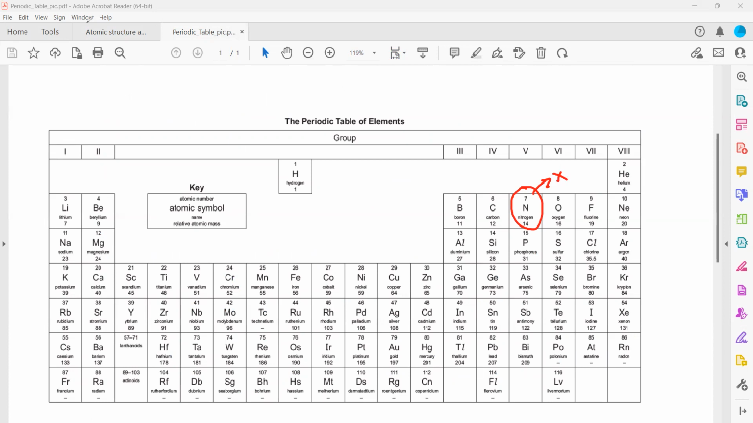And then element Y, which has 8 more protons. As the proton number changes, the element will also change. Counting 1, 2, 3, 4, 5, 6, 7, and 8 more, the element with 8 more protons will be element Y, which is phosphorus. So X and Y belong to the same group, but different periods.